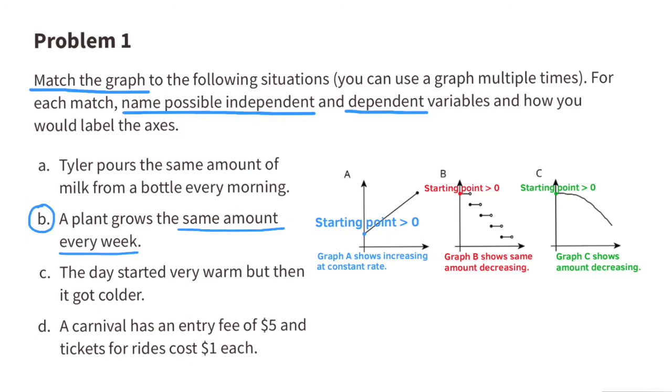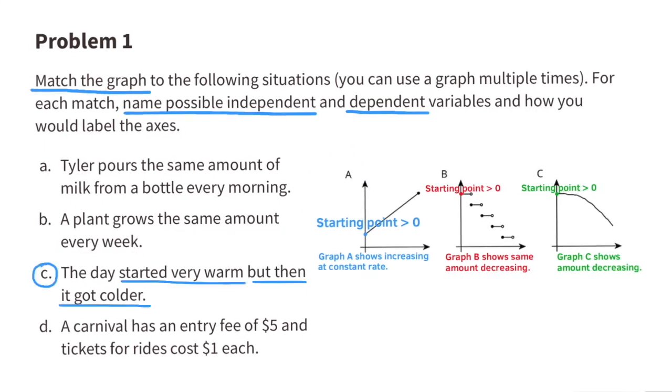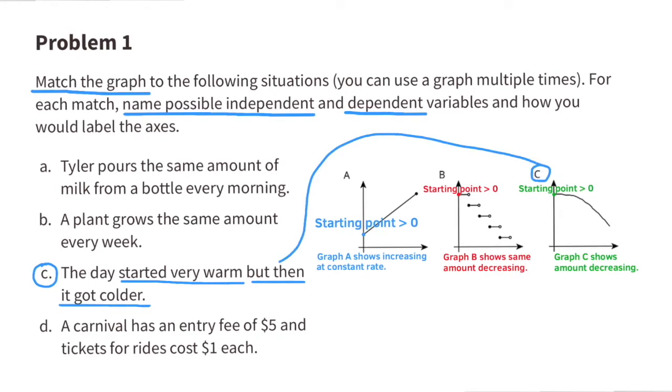That matches graph A. As you can see, the starting point of the graph is the size of the plant when it was planted, and then each week it grows at a constant rate. C. The day started very warm, but then it got colder. This matches with graph C. As you can see, graph C starts with a very warm temperature. The temperature decreases as the time of day increases.